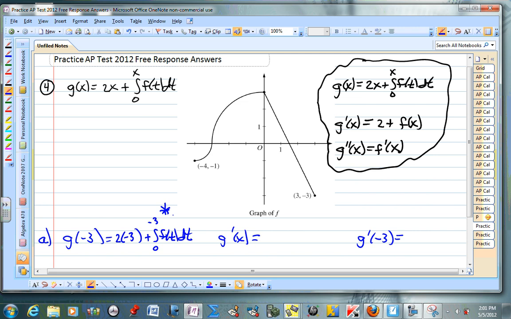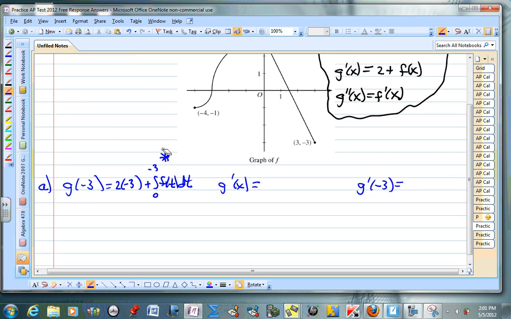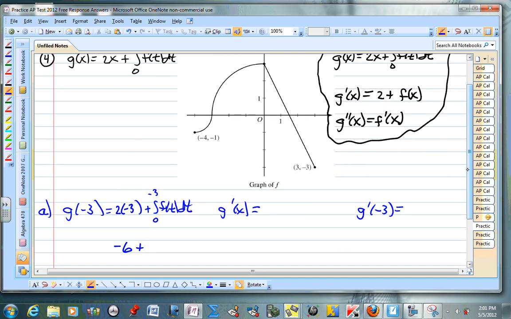Notice something here. From 0 to negative 3, we're integrating from the right side to the left side of the interval along the x-axis. That's backwards from what we're used to doing. So keep that in mind. So 2 times negative 3, that's negative 6. And now we're going to add this integral. Well, let's take a look at the graph.